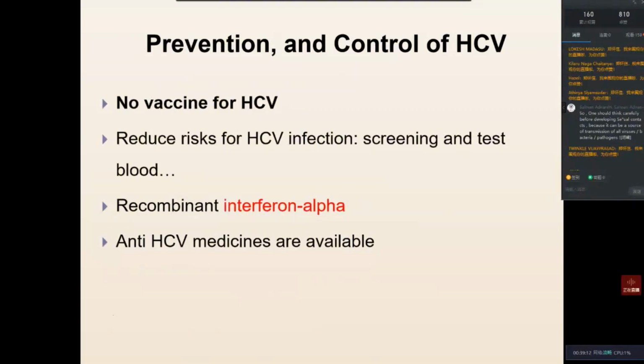Prevention and control of HCV: as I mentioned just now, there is no vaccine available for HCV. We should reduce the risks for HCV infection, such as screening and testing blood, or for patients with active infection, we can use interferon alpha to treat the patient. And the anti-HCV medicines are available, so that's good. We should try to avoid the transmission of HCV. For example, test the blood or blood products. Make sure that those products are not contaminated by HCV. And everyone should get protected during sexual contact.